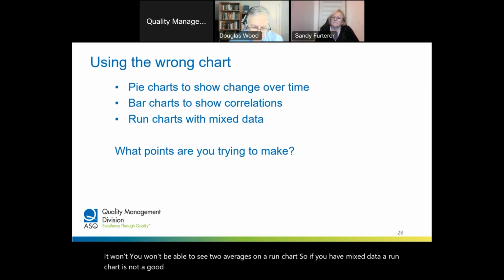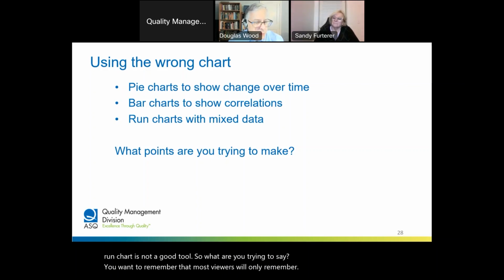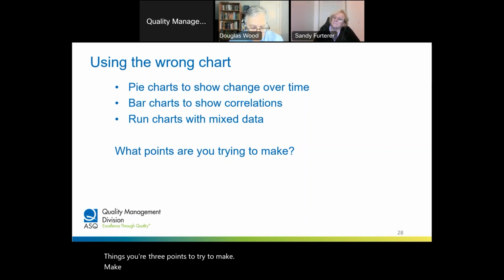So what are you trying to say? You want to remember that most viewers will only remember three points you're trying to make. Make your points. Choose your charts wisely. Next slide.